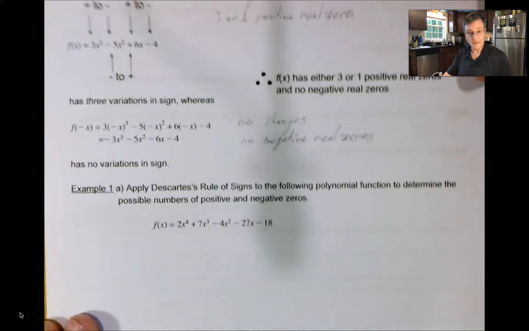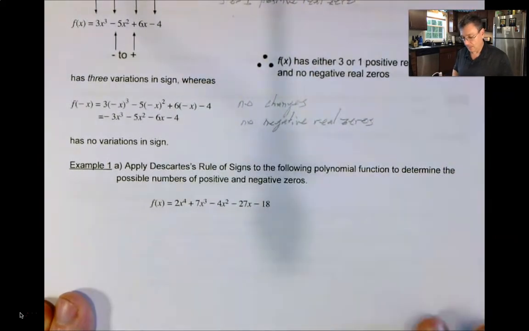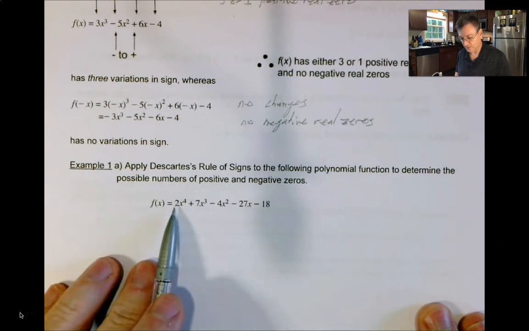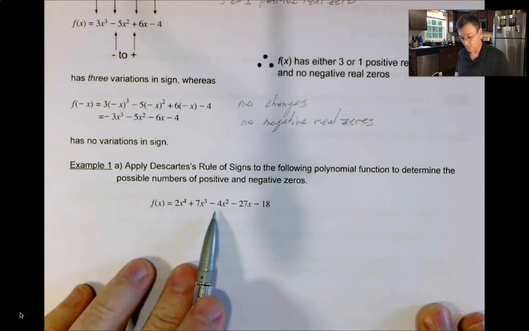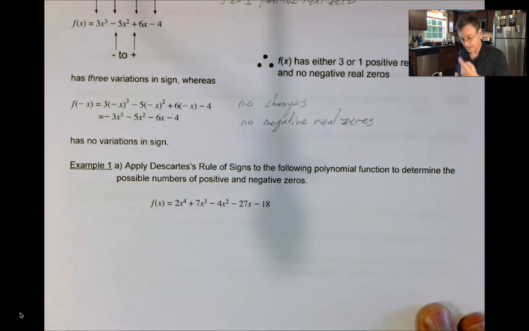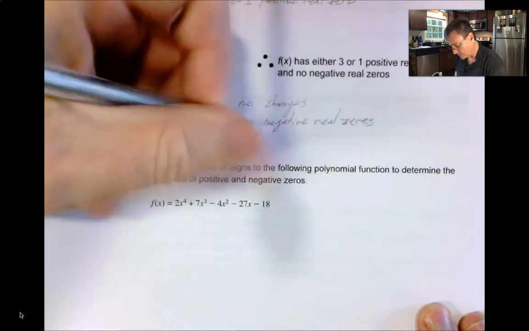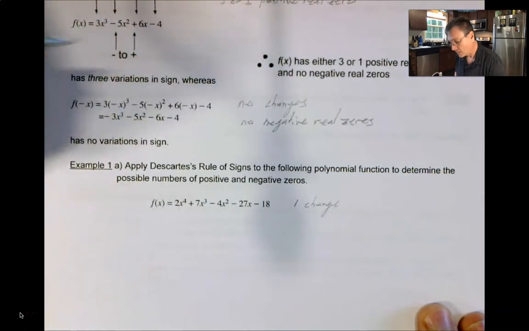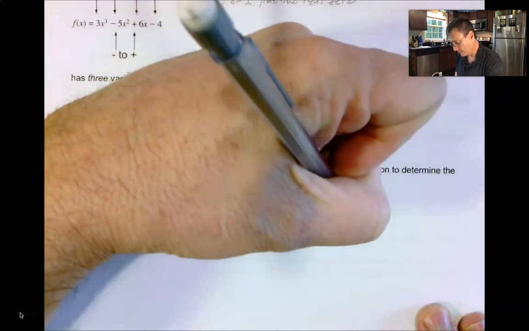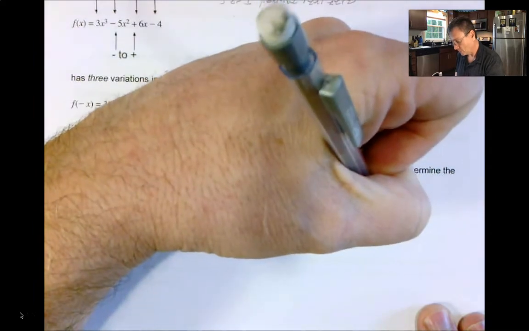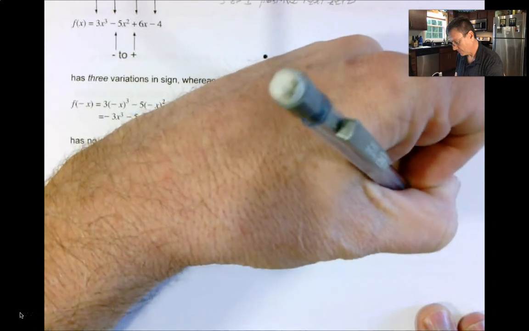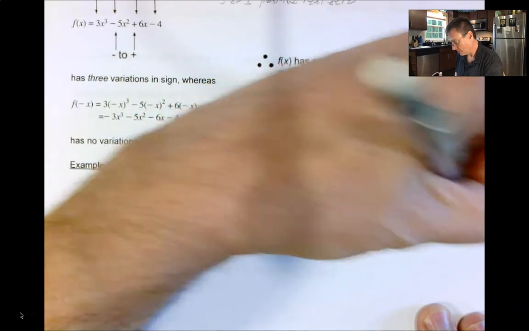Okay. Example 1, Part A. According to Descartes' rule of signs, how many positive and negative real zeros are there? So let's look for the number of changes. Positive, positive, negative, that's 1 change, and all the rest are negatives. So there is 1 change, which means that there is 1 positive real zero.